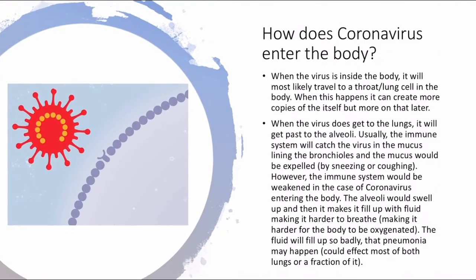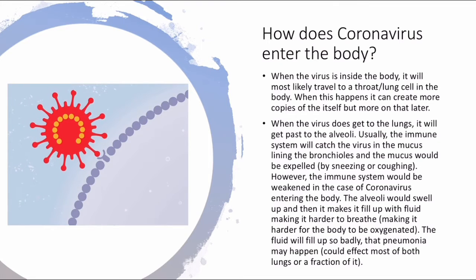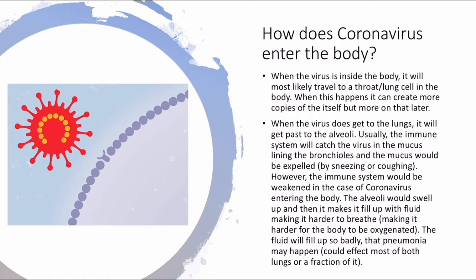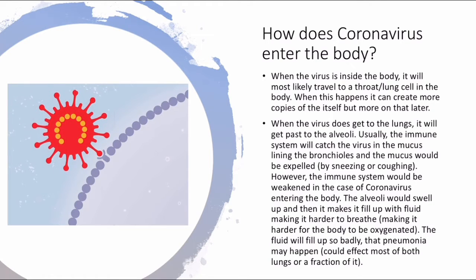Anyway, coronavirus will most likely travel to a throat or lung cell in the body when it enters it. When this happens, it can create more copies of itself, but I will talk about that in more detail later. Now, when the virus does get to the lungs, it will get past to the alveoli.